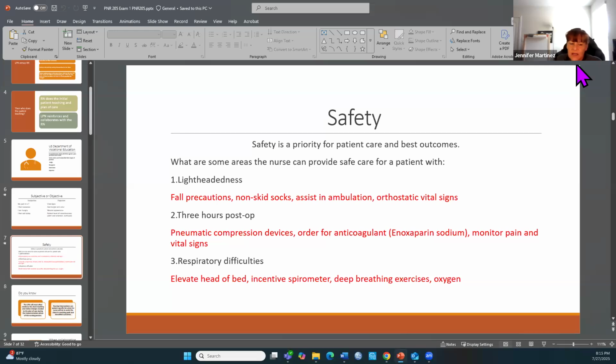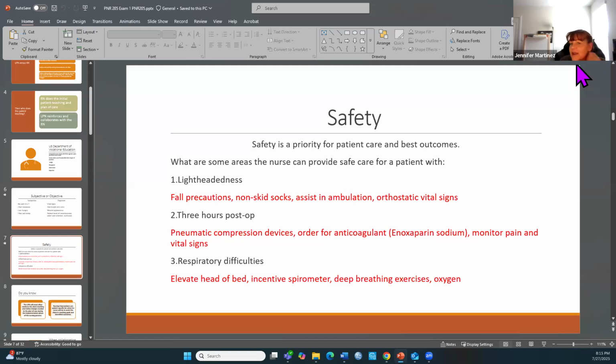What are orthostatic vital signs? Basically, you watch for orthostatic hypotension, as far as if the blood pressure drops when they get up. With quick movements, you can get dizzy, lightheaded. So we're watching for orthostatic hypotension. Orthostatic vital signs are taking their vital signs in the lying, the sitting, and the standing position. That's how we would be able to identify that drop in their blood pressure.